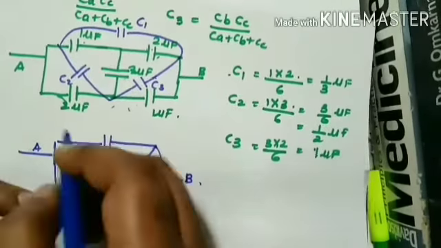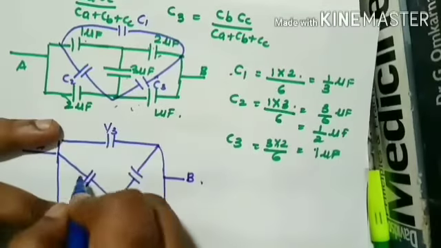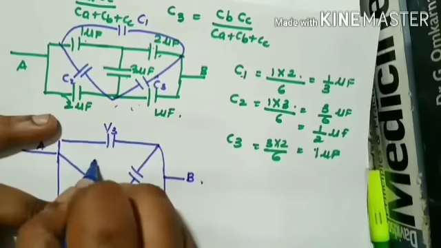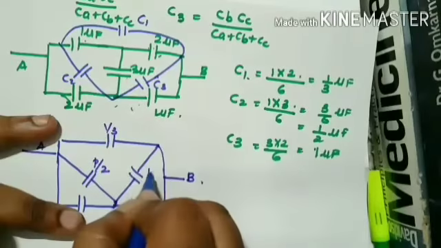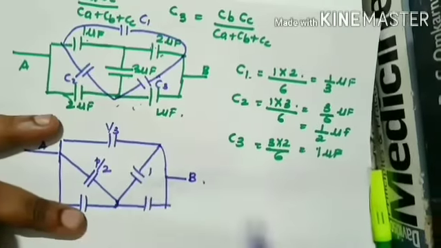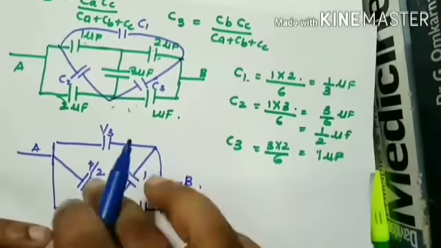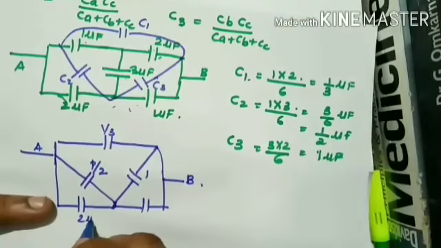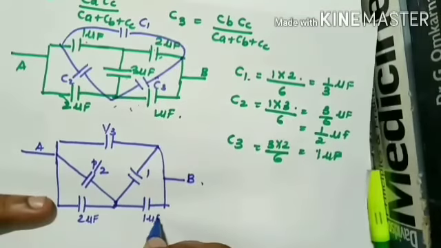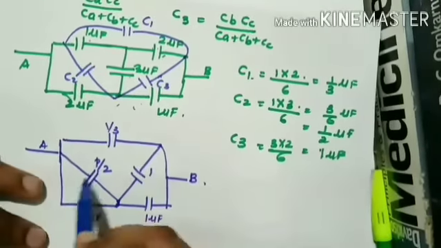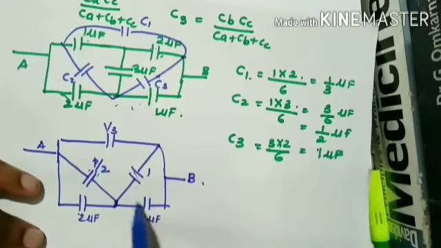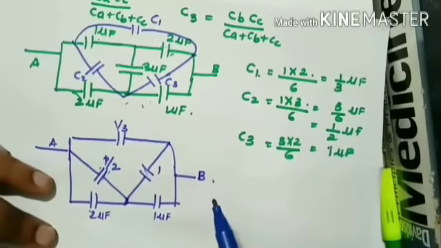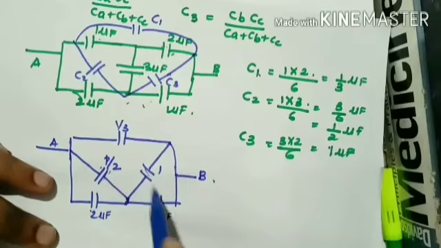This is 1 by 3, this is C2, which is 1 by 2, and this is 1. These values have been substituted. This is 2 microfarad and this is 1 microfarad. Now you can solve this easily. These two capacitors are in parallel, and these two capacitors are in series. Sorry, these are again in parallel.